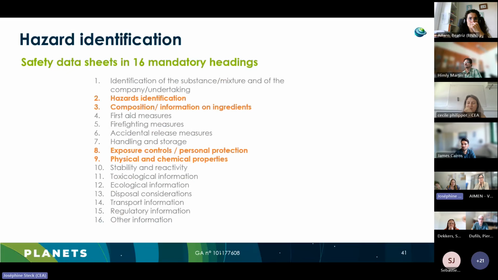And you can find all of this information, as I said previously, in the safety data sheet, which is composed of 16 mandatory headings. If you are not used to looking into a safety data sheet, I would recommend you focus at first on section 2 about hazard identification, section 3 about composition information on ingredients, section 8 about exposure control and personal protection, and section 9 about physical and chemical properties.